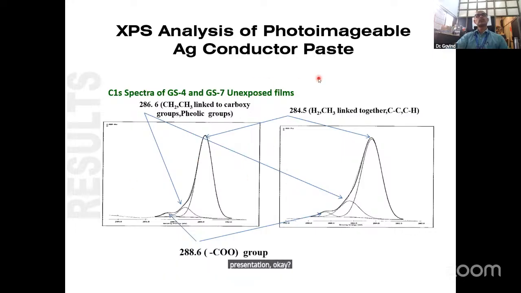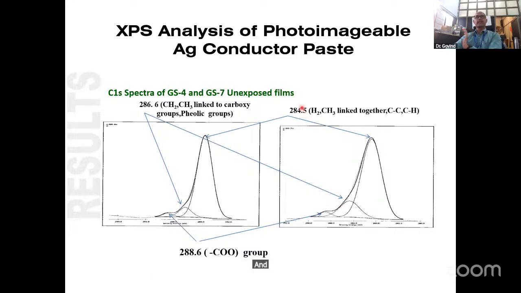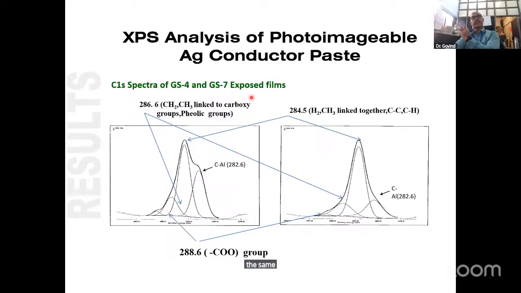Okay, so here what happened? This is an unexposed sample where we observe three peaks, and those peaks are at particular binding energies. When we go to the next, the same sample exposed to light, the surface got changed. The unsaturated group becomes saturated. In the previous slide, here what we had was a double bond, cross-linked.